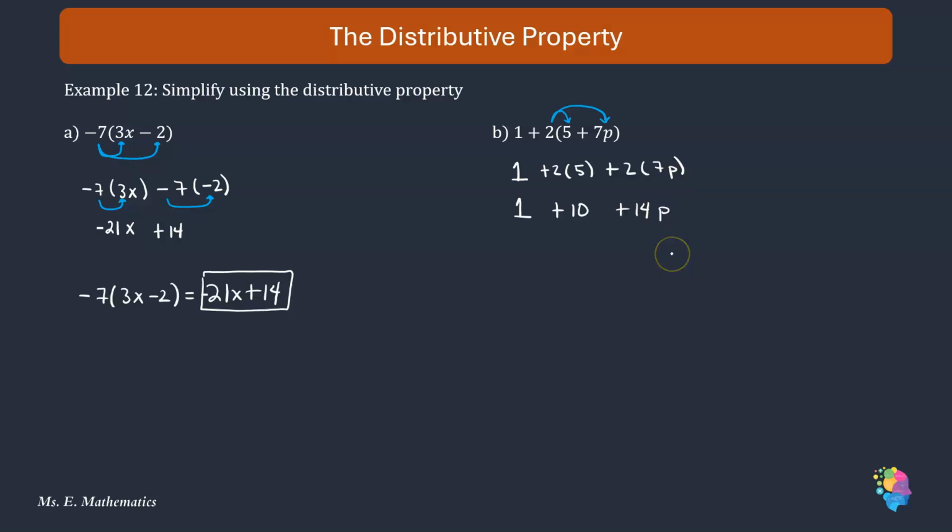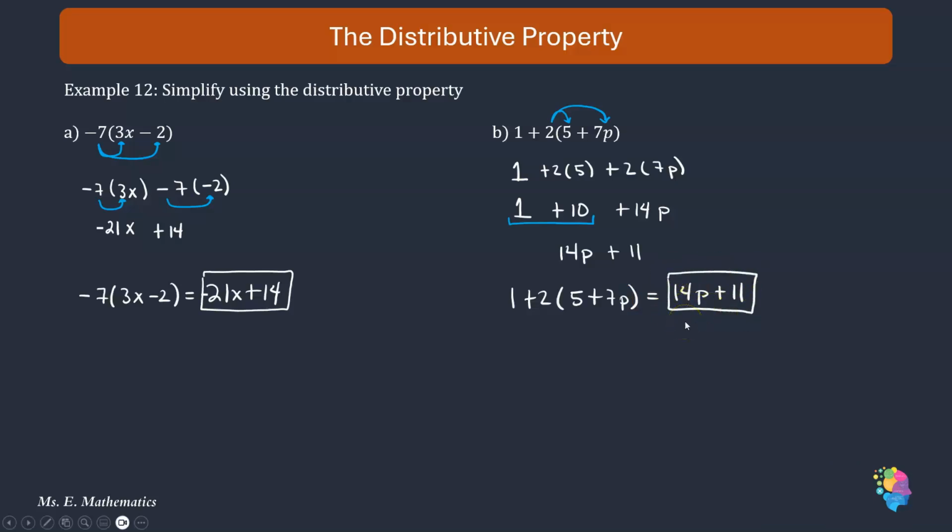Now if you got this far when you paused the video, that is excellent work. The only difference between 12B and A is that now I have a pair of like terms. So the way that we are going to write this result is by writing the variable first. This is 14p, and then we add the like terms, and that will be 11. So 1 plus 2 times 5 plus 7p is equal to 14p plus 11.